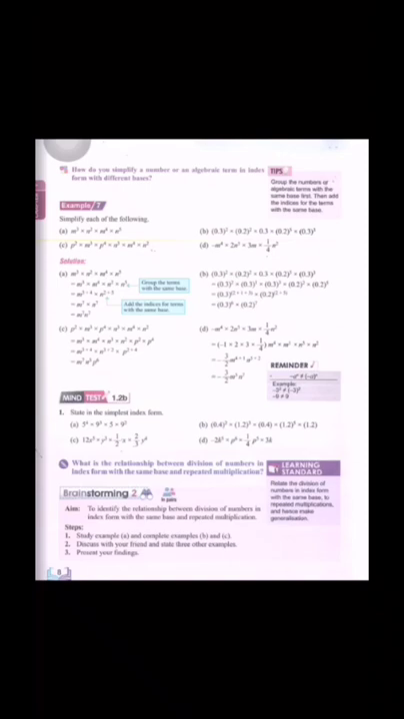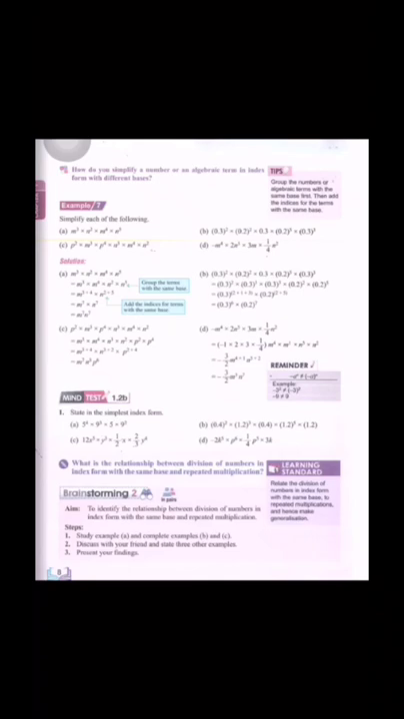So we group the terms with the same base, which means m with m, n with n. So base m, we have the power of 3 and 4. So we have m to the power of 3 plus 4, times n, we have the power of 2 and 5, so n to the power of 2 plus 5. Then add the indices for terms with the same base, like before. So we will get m to the power of 7 times n to the power of 7. The last answer is m to the power of 7 n to the power of 7.